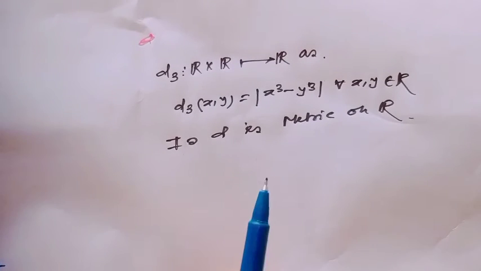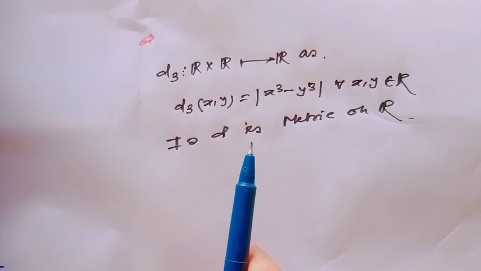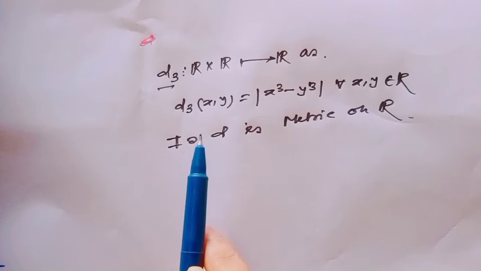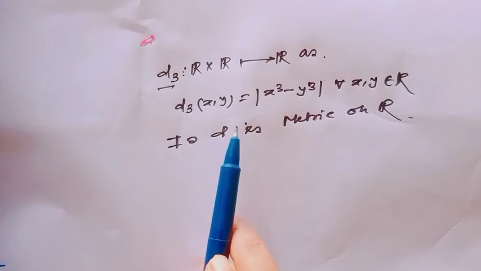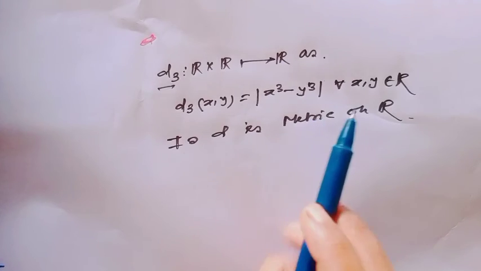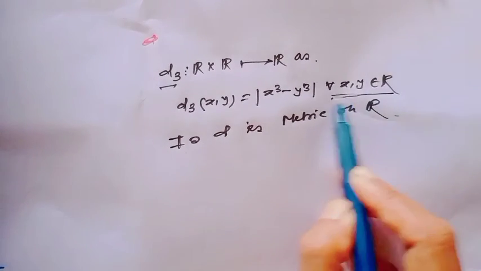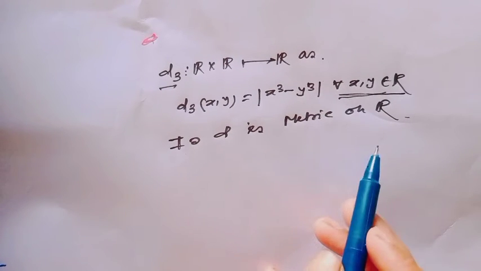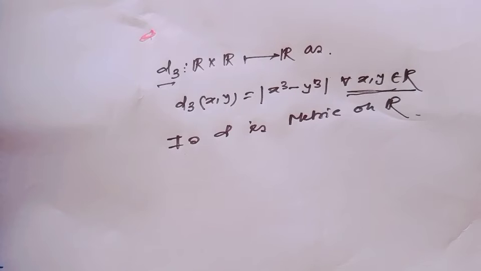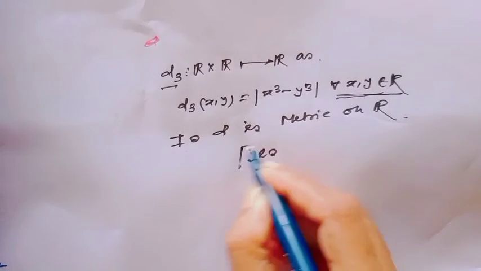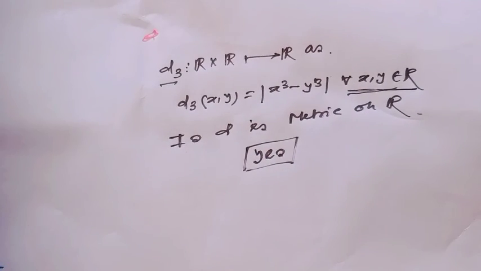Well, now on R, define another metric which is denoted as D3, such that D3 of x, y equals the absolute value of x cube minus y cube, for all x, y belonging to real numbers. Now my question: is D3 a metric on R? I will leave it for all my viewers. The answer is yes. Just check it on your own.